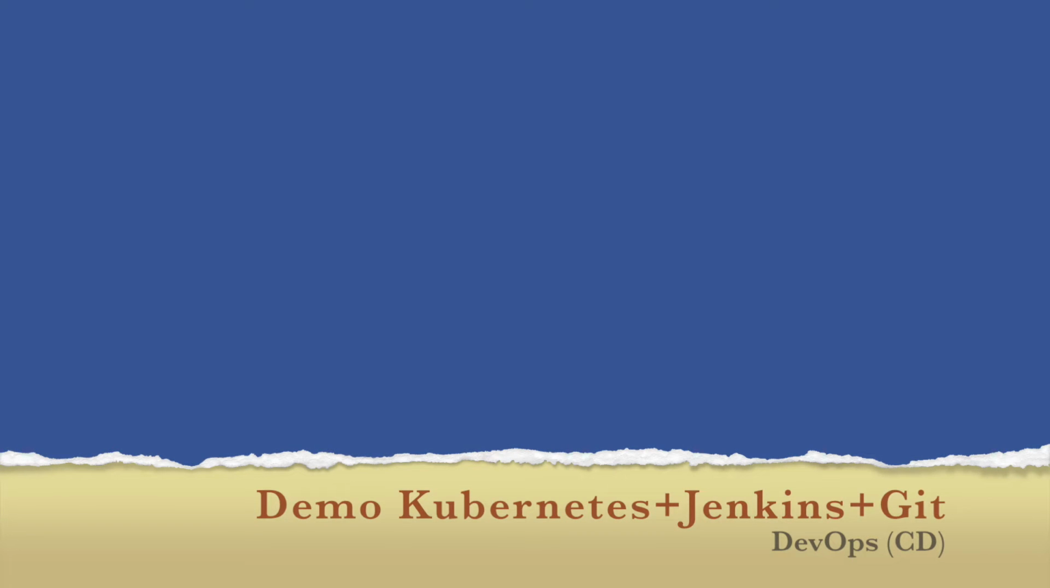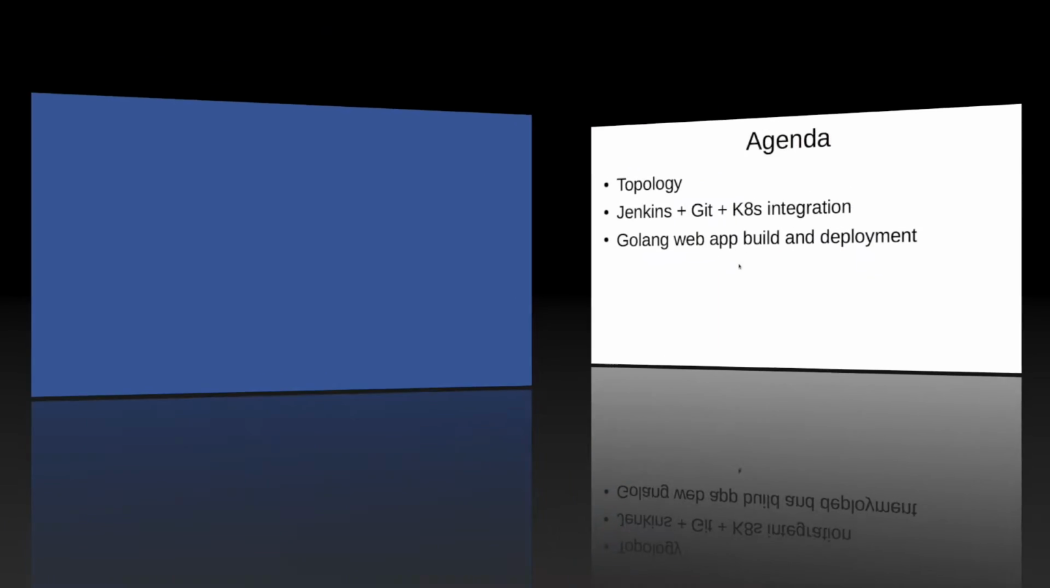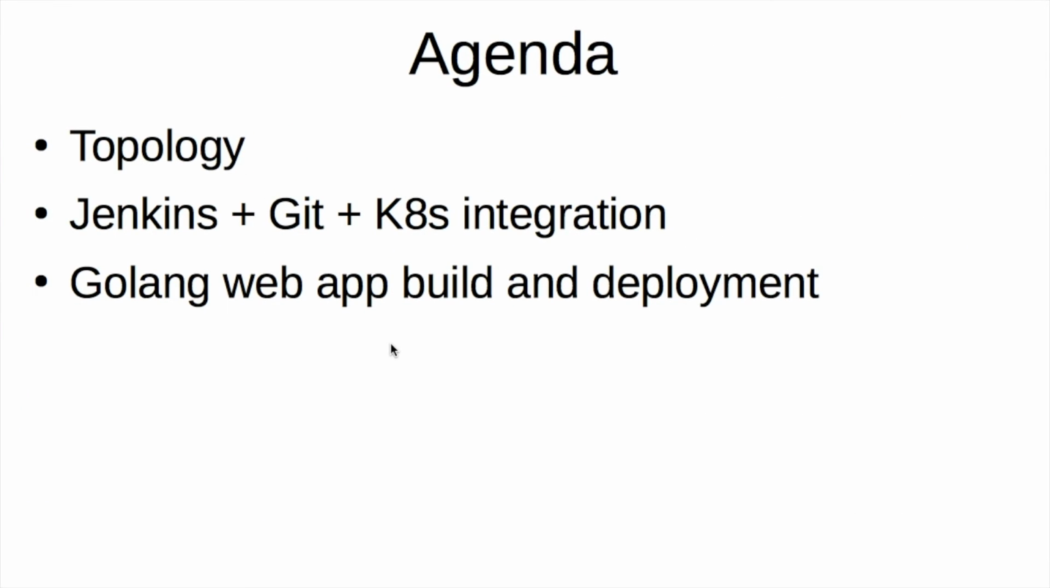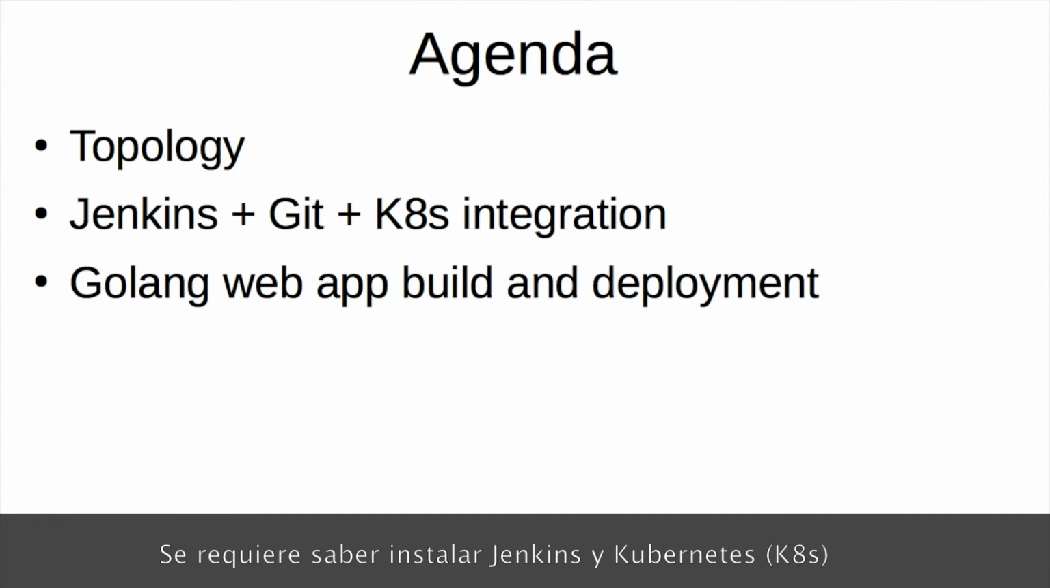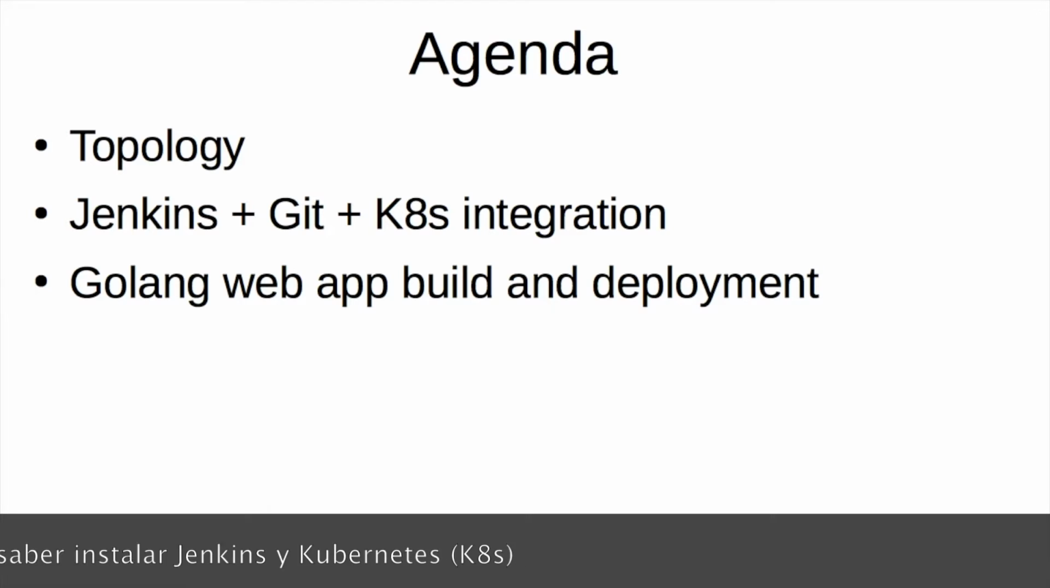Thank you for watching, and now I'll show you the agenda. I'll show you the topology, also how Jenkins and Git and Kubernetes can work together, and then we'll build the Golang web app and deploy it on Kubernetes. It's a small and simple web app, so I'll show you the topology.